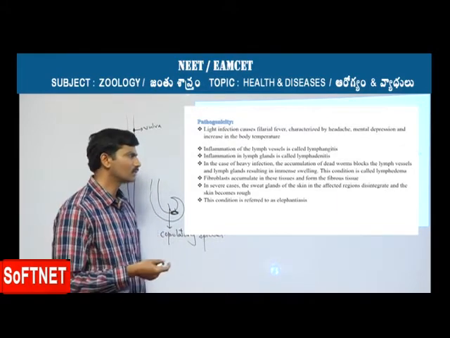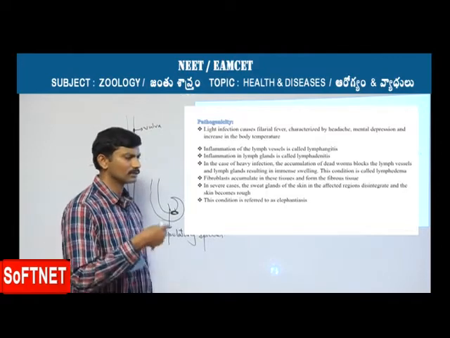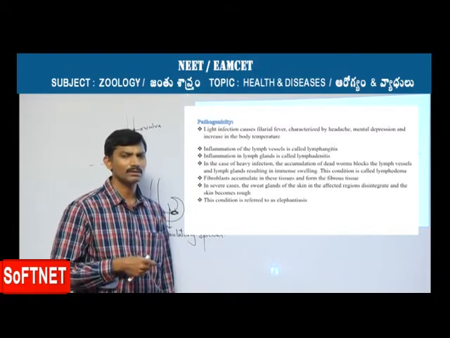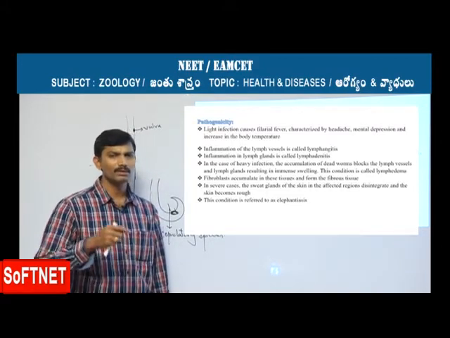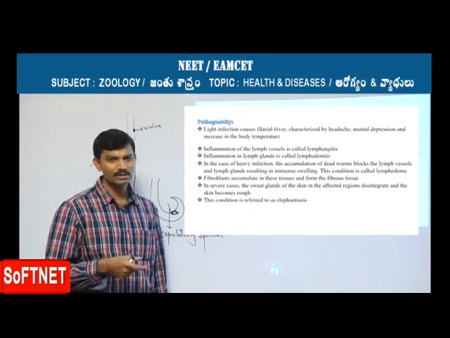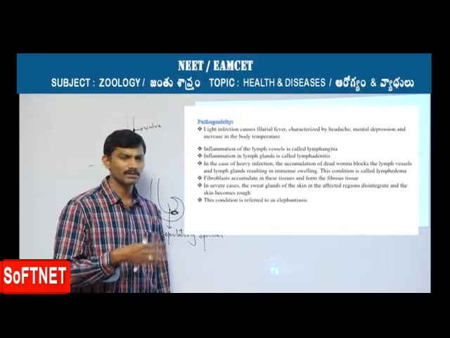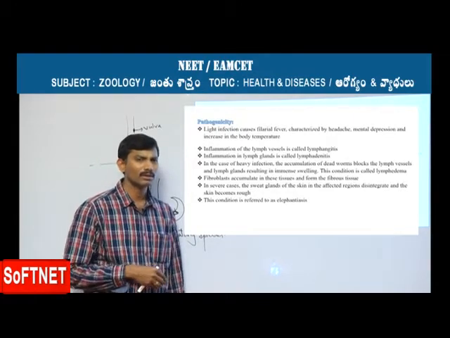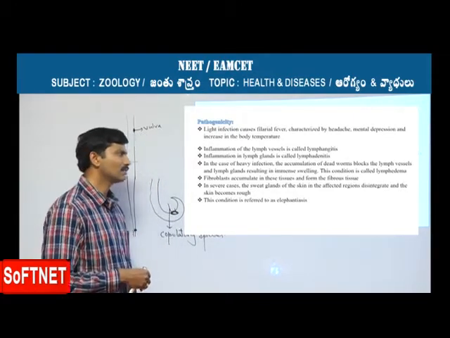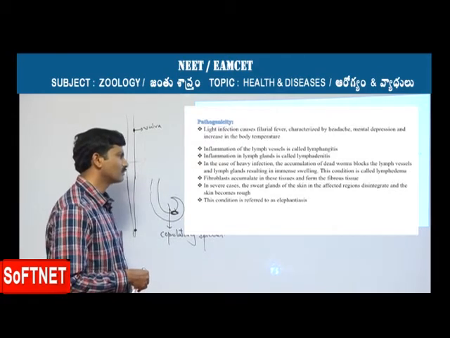Due to the swelling of the lymph vessels, the permeability of those walls increases, and whatever lymph is present inside starts coming out. This becomes edema, which we call lymphatic edema.